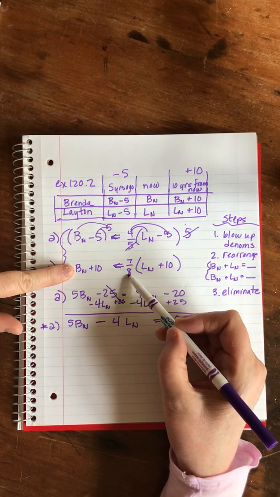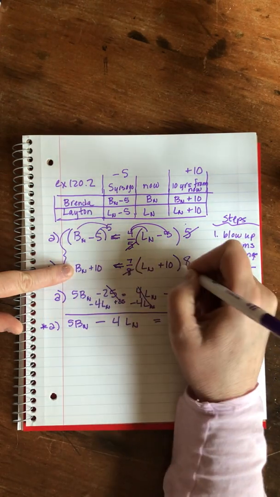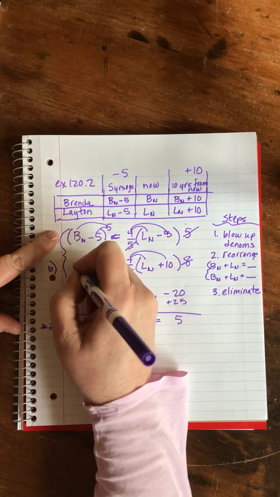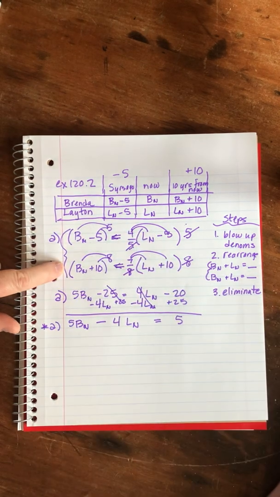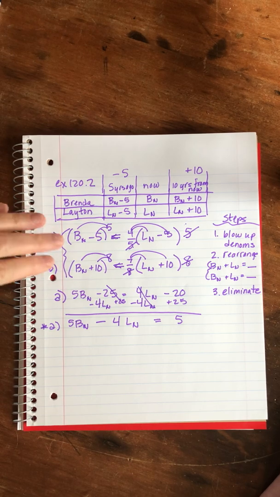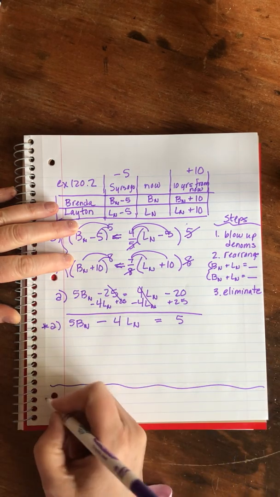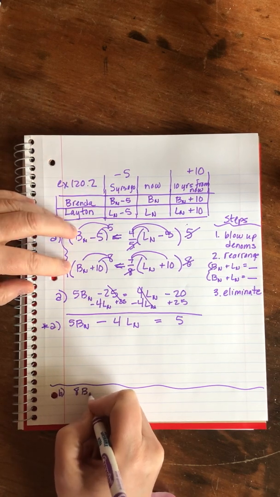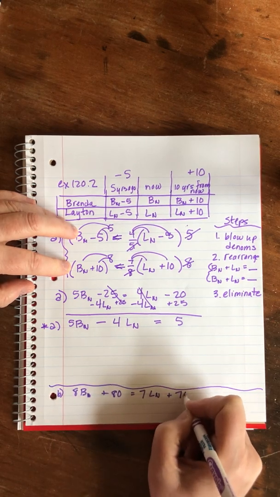Denominator is 8. I'm going to blow that up. I'm going to multiply this side by 8. That is going to cancel, and then I'll have to distribute the 7. Last time I put parentheses around it, so I'll do that again. If I multiply this side by 8, I have to multiply this side by 8. There's nothing to blow up, so that'll just be a straight distribution. All right, so now I'm going to work on b down here, because I want to have space up here to do my elimination. So now I'm going to distribute as I recopy. 8bn plus 80 equals 7ln plus 70.